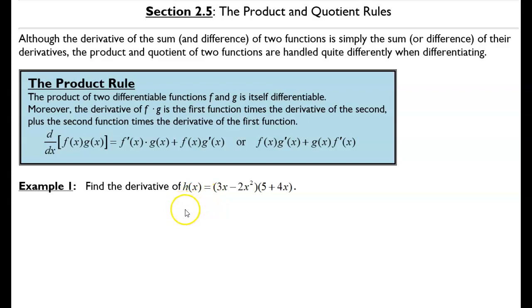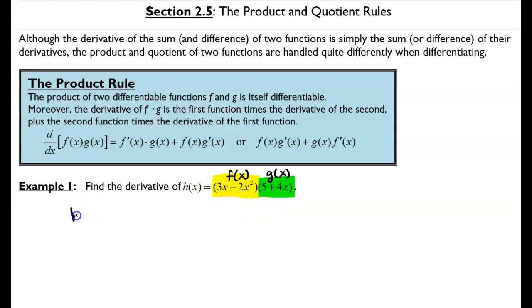So for example, in number 1, we have h of x is 3x minus 2x squared times 5 plus 4x. So I see I have my first function, 3x minus 2x squared, and then my second part, 5 plus 4x. So those are my two functions. You can think of them as your f of x and your g of x from that formula above.